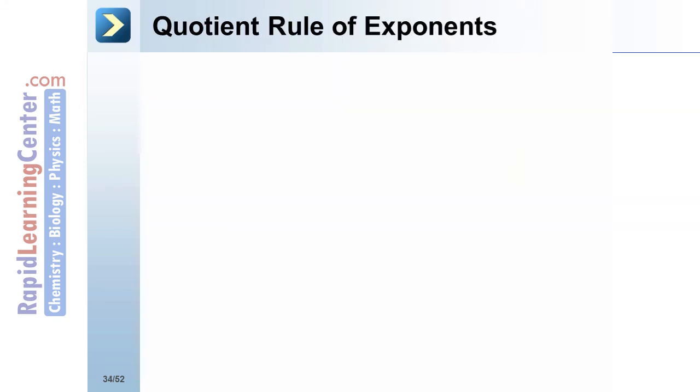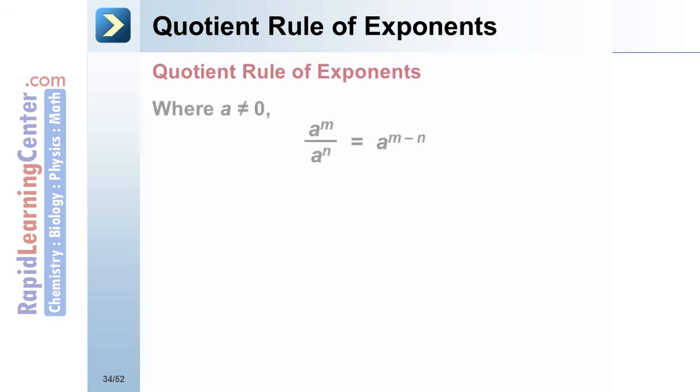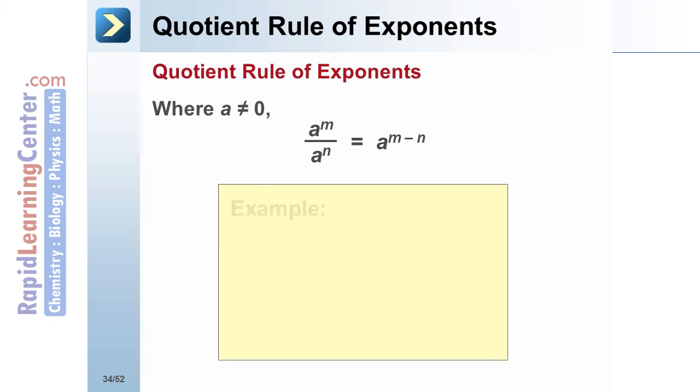Quotient rule of exponents. Where a cannot equal 0, a to the m power divided by a to the n power equals a to the quantity m minus n. For example, 8 to the 7th over 8 to the 5th equals 8 to the quantity 7 minus 5. Simplify to get 8 squared. The expression equals 64.